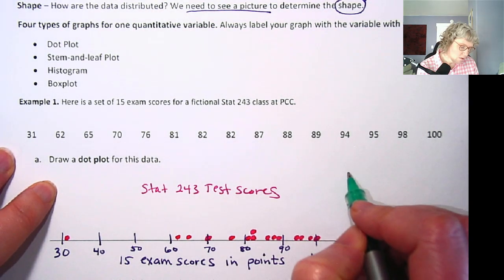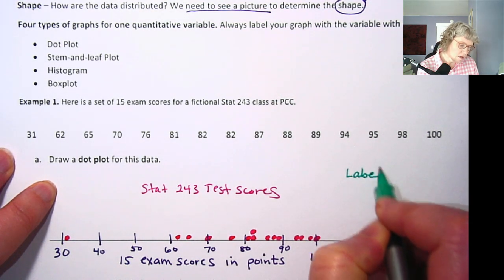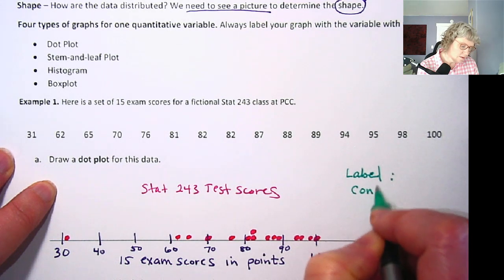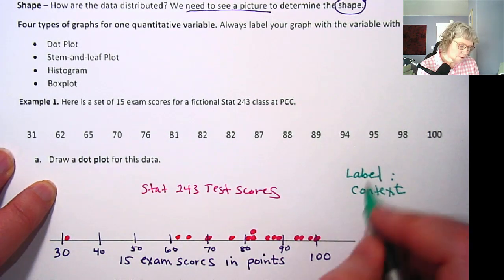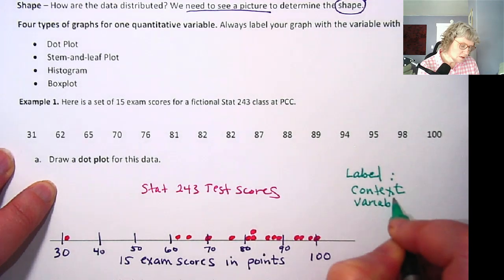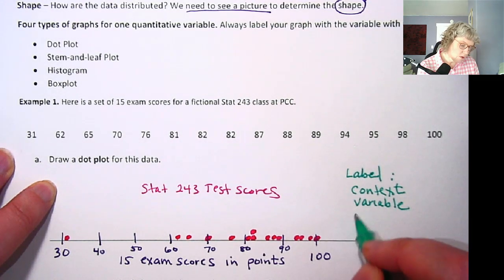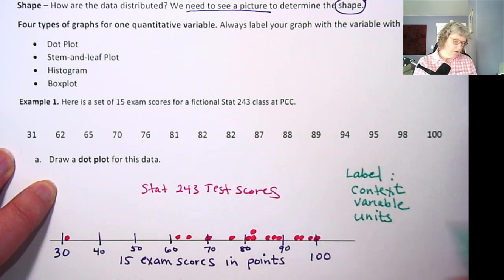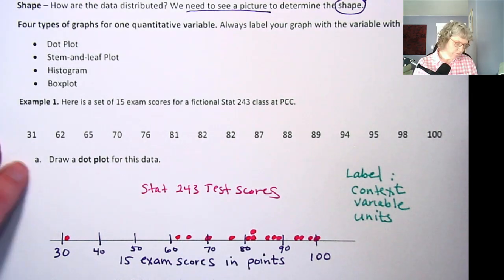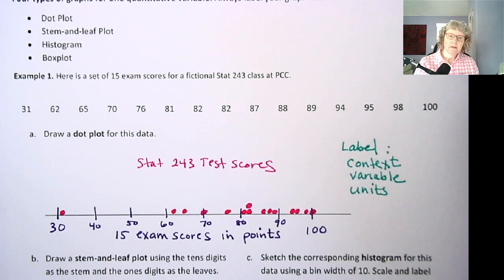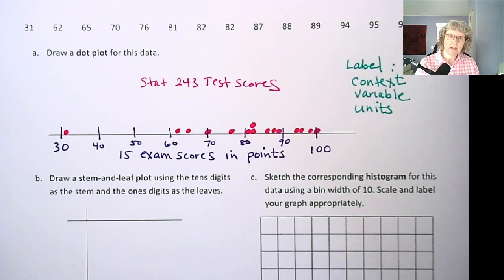So things we're going to label, we want to always have the context as much as we have. We won't always have the full context because we have homework questions, but as much context as we have, the variable, and then we have the units. Okay, so units are the units of measurement, and this is stat 243, that's part of the context, and then the test scores or exam scores, that's the actual variable. And I'll show you how to label this in the online app as well.